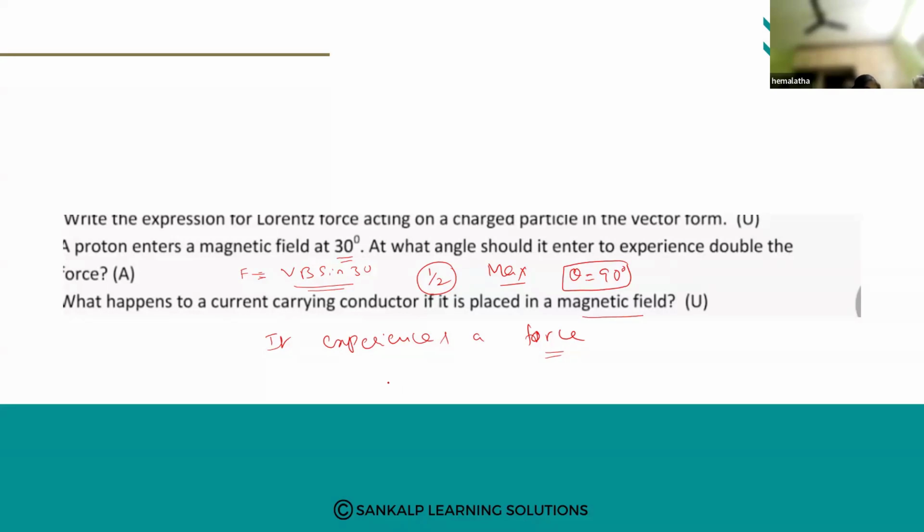The equation is F is equal to I into L into B sin theta. This is the formula. L is the length of the conductor, I is the current, and B is the strength of the magnetic field. The current carrying conductor will experience a force. If this is the current carrying conductor, this is the magnetic field of strength B, and the length of the conductor is L, with angle theta, the force is maximum at 90 degrees.